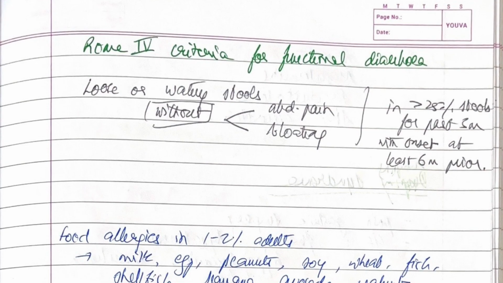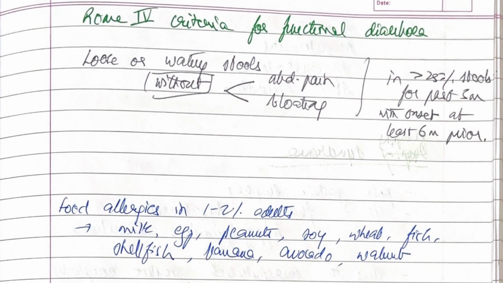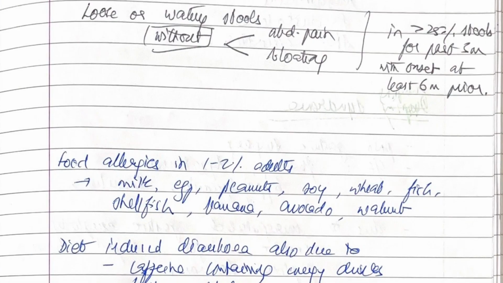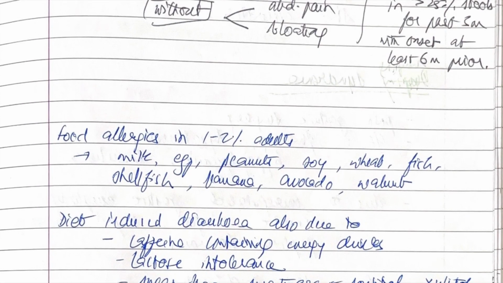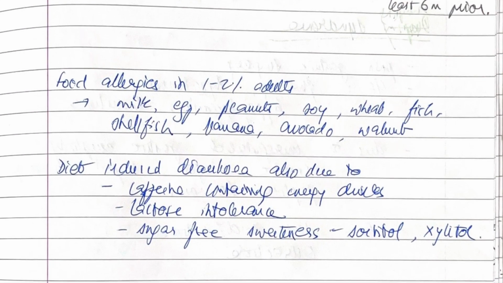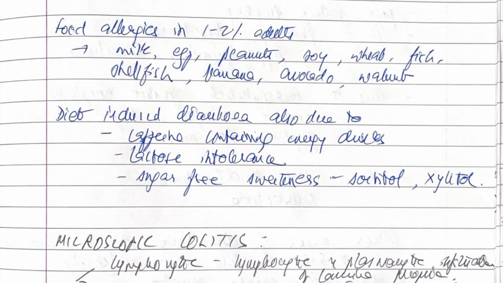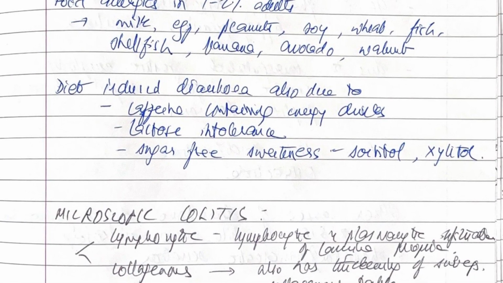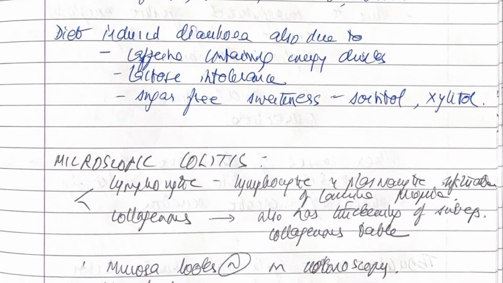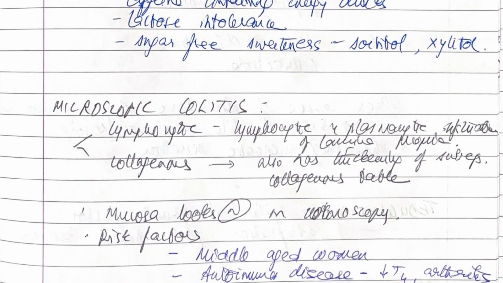Rome 4 criteria for functional diarrhea: loose or watery stools without abdominal pain or bloating, in more than 25% of stools for the past 3 months with the onset at least 6 months prior. Food allergies are seen in 1 to 2% of adults, to substances like milk, egg, peanuts, soy, wheat, fish, shellfish, banana, avocado, walnut. Diet-induced diarrhea could also be due to caffeine, lactose intolerance, sugar-free sweeteners.